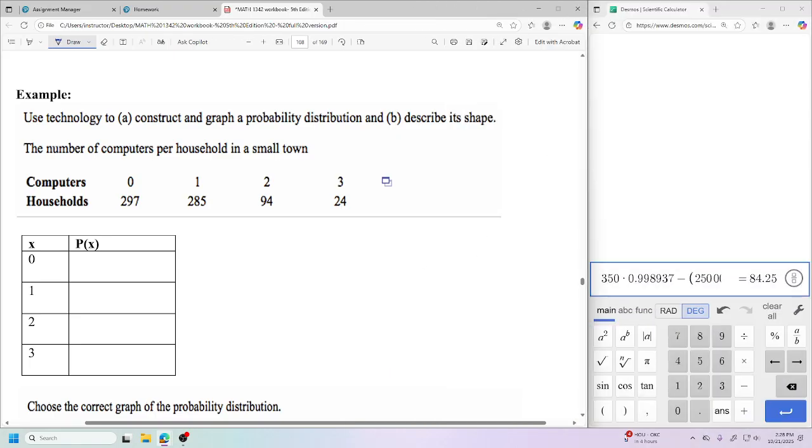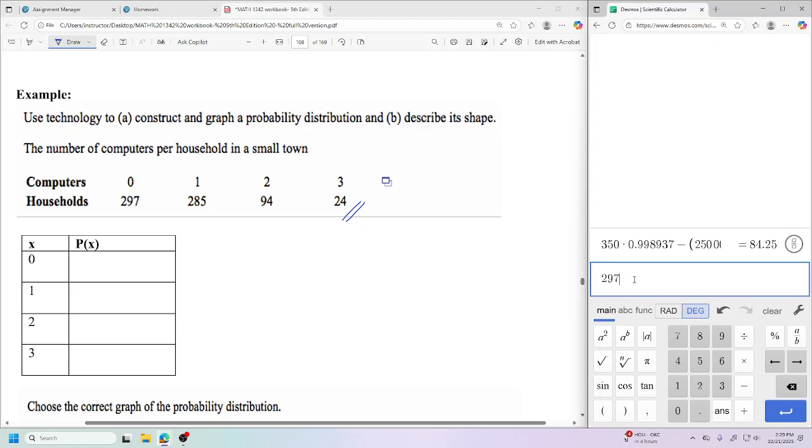It says go ahead and list out what the probabilities are for all these. Very simple to do this. I'm gonna find what my total is first. 297, 285, 700. So again, what do I do with each of these numbers? So I got 290 over 700, selected over total, right? 285 over 700, 94 over 700. This is computers in your house.